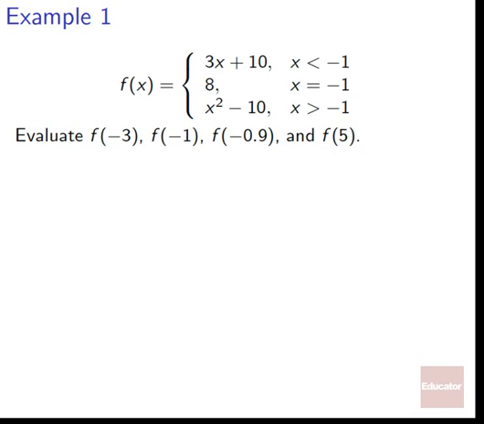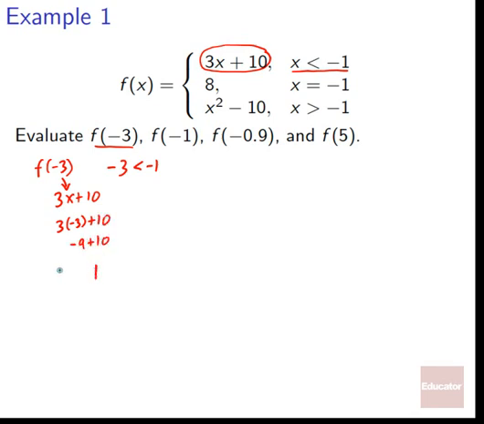So first one, just to get started, let's evaluate this function at 4 different points. f of x equals 3x plus 10 when x is less than negative 1, 8 when x is equal to negative 1, and x squared minus 10 when x is greater than negative 1. At f of negative 3, first we have to ask which category it belongs to. Negative 3 is less than negative 1, so it belongs to the 3x plus 10 rule. We plug in negative 3: 3 times negative 3 plus 10, negative 9 plus 10, so f of negative 3 equals 1.